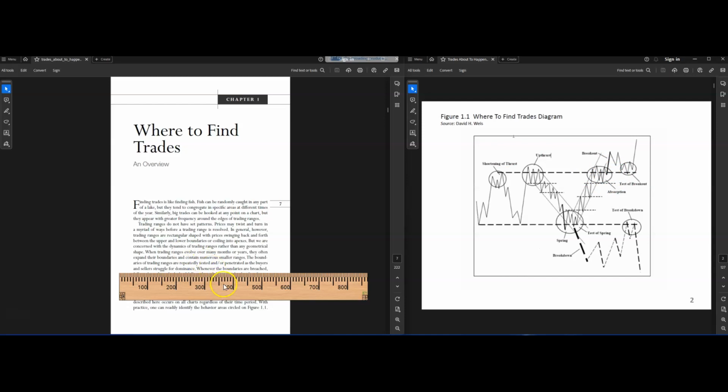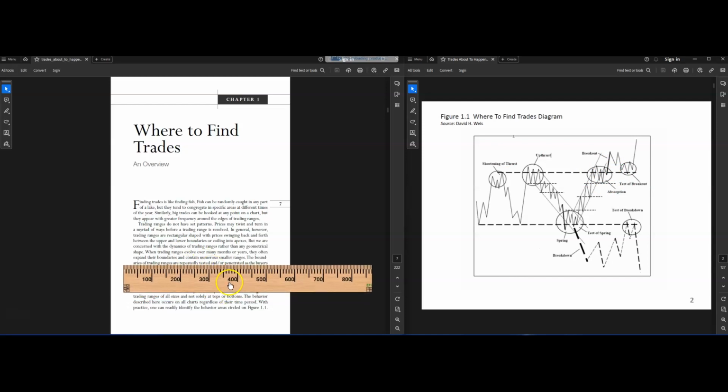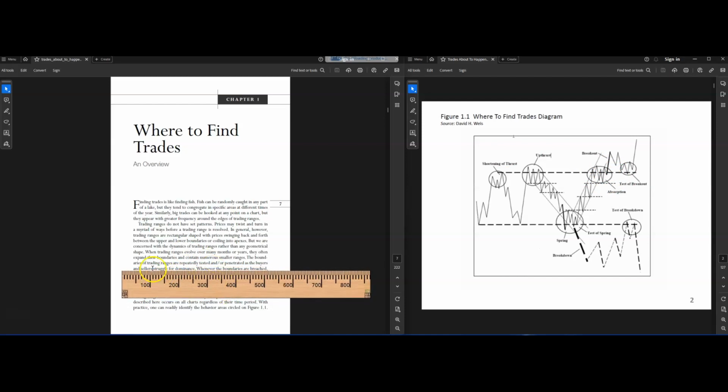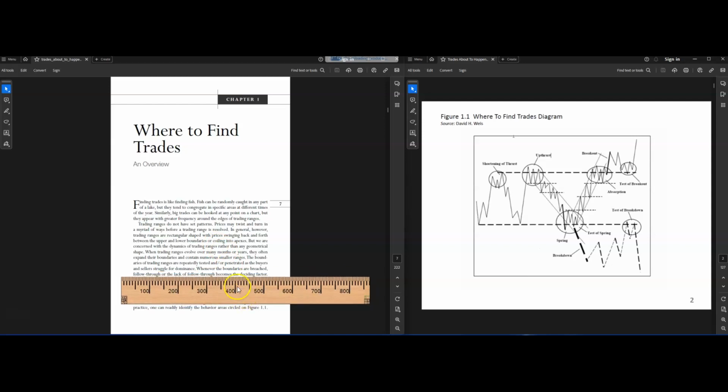So you have tests and retests. And this is done at their boundaries, meaning you have a break and a test, or a rally and pull back to the creek, rally and pull back to the creek. Whenever the boundaries are breached, follow through or lack of follow through becomes the deciding factor. So I cannot explain to you how important this is. This is so important.